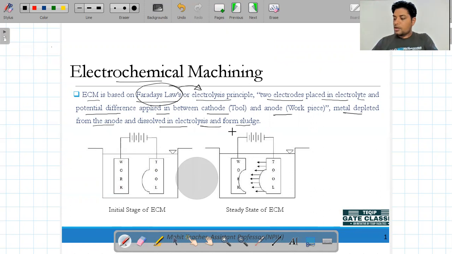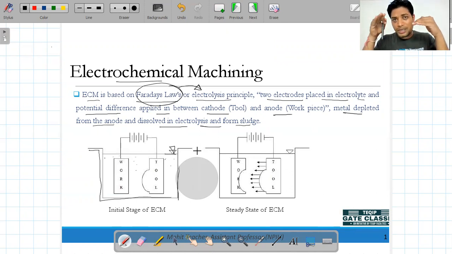What is the meaning? Say you initially have this container, and in this container you fill the electrolyte, up to this mark. Once the electrolyte is filled, we dip two electrodes, completely submerged, as per the principle. This is the first one and this is the second one. These two electrodes are completely dipped inside the electrolyte.